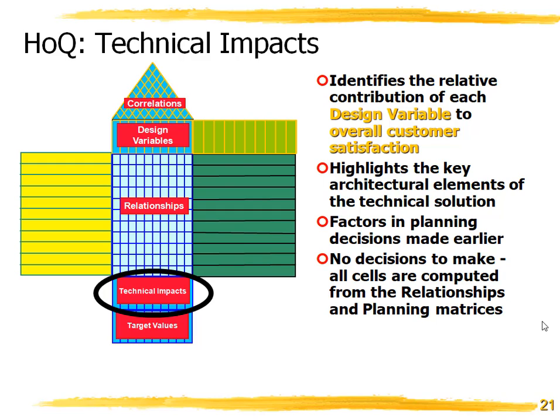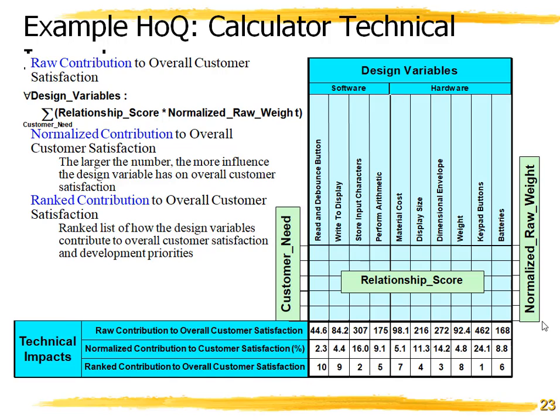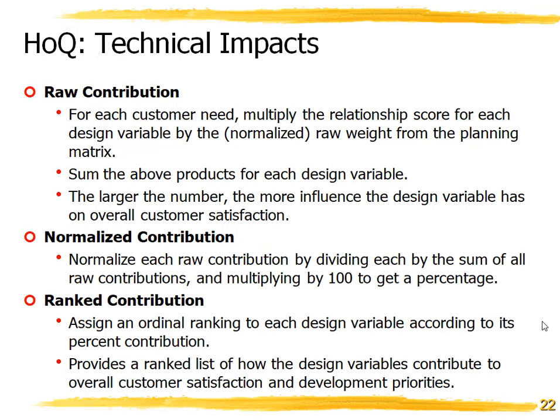And down in the basement, we start to do the equivalent of what we saw on the far right side of the planning matrix, start documenting what those technical impacts are and what their values are going to be. So what's the raw contribution of each going through? What's the normalized contribution and what's the rank?